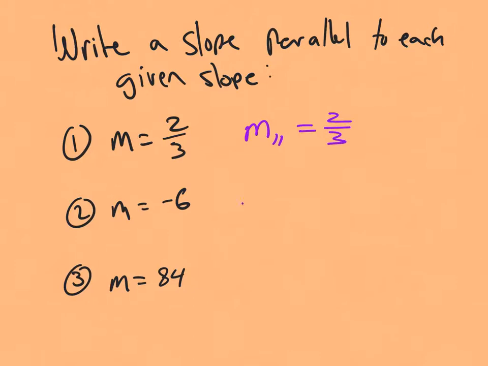In number 2, the parallel slope, m parallel, equals -6. It's always the same answer. If I ask for a parallel slope, it's like a freebie. It's just the same number. So m parallel in number 3 is 84.